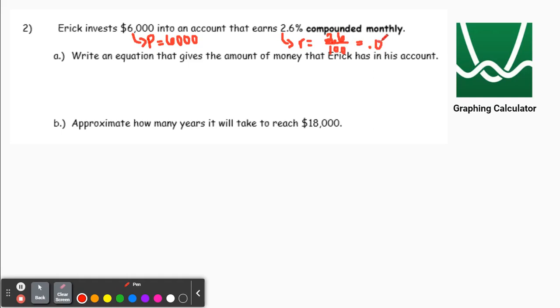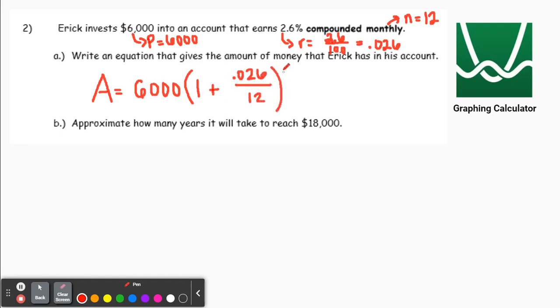That is 0.026. And compounded monthly tells us how many times that will need to be compounded each year. So monthly would be 12 times per year. So I'm going to write my equation with those constants filled in. And then my exponent is 12 times t.